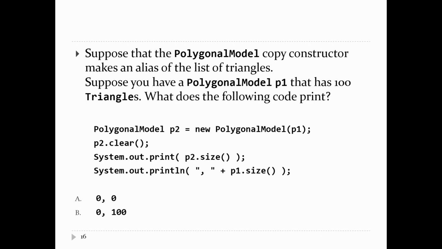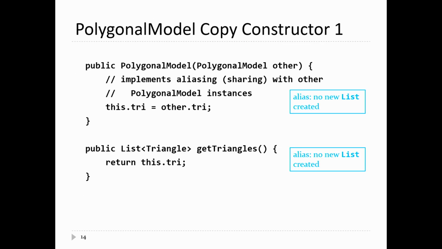Yes? What does alias mean again? Alias is just a name, another name for something. That's exactly what alias means. So let me go back to that one copy. This try is a name of a reference for a list, and the other try is also a name for a reference of the same list. That's it.